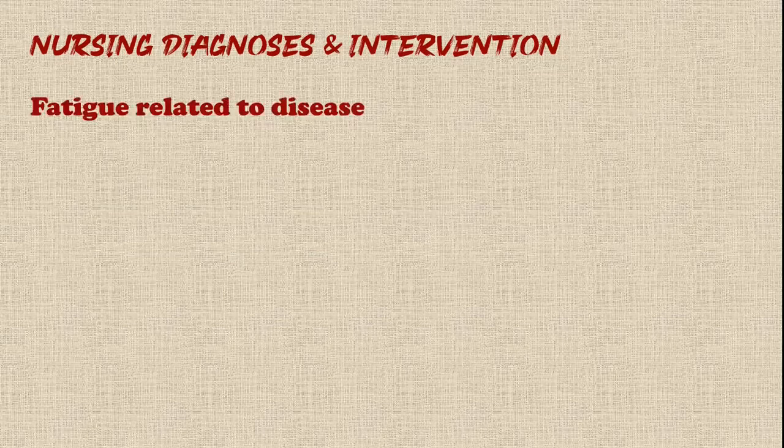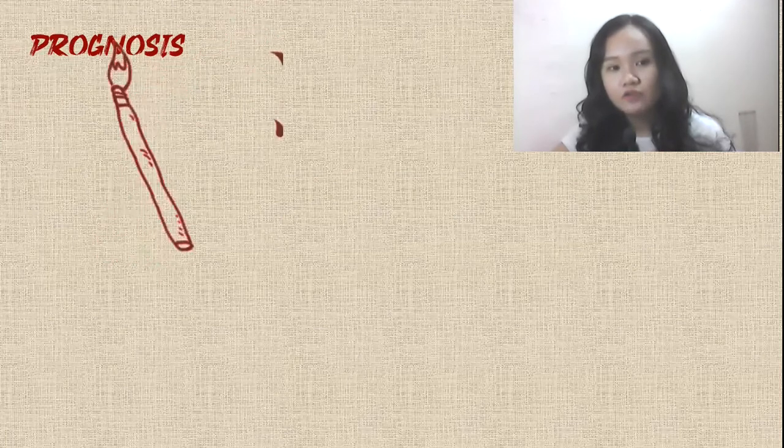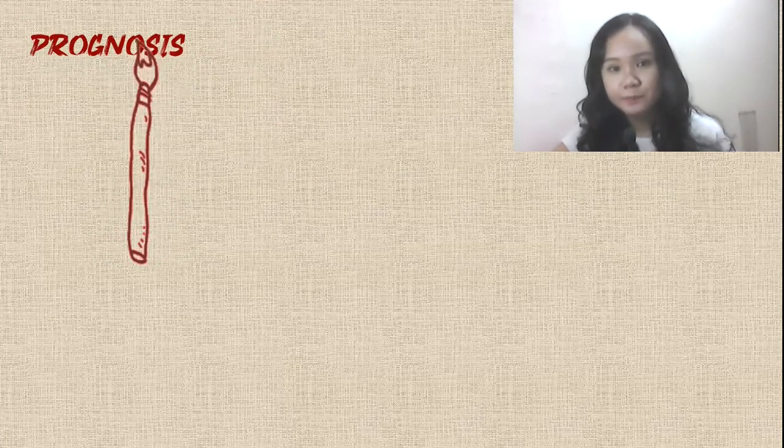Lastly, fatigue related to disease. With this, the nurse is expected to encourage adequate rest and limit activities within patient's tolerance, encourage gradually increasing activity level as tolerated, and encourage nutritionally dense, easy to consume foods, and avoiding caffeine and high sugar foods and beverages. What is the prognosis of patients with polycythemia?